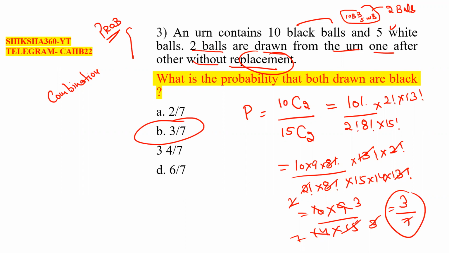So here the answer is option number B. What is the probability that both drawn are black? That is 3 by 7.